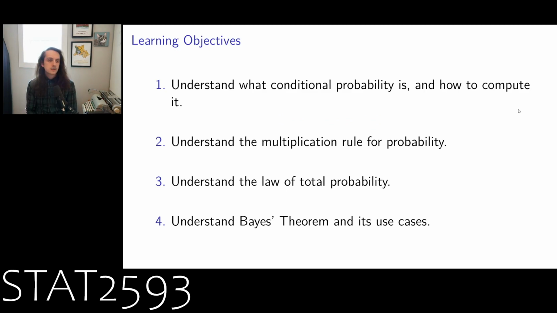So the objectives for today's lesson are going to be to understand what conditional probability is and also how we compute it from our non-conditional probabilities. We want to understand what's known as the multiplication rule for probability. We want to understand what's known as the law of total probability. And we also want to take a look at Bayes' theorem and what it's used for.